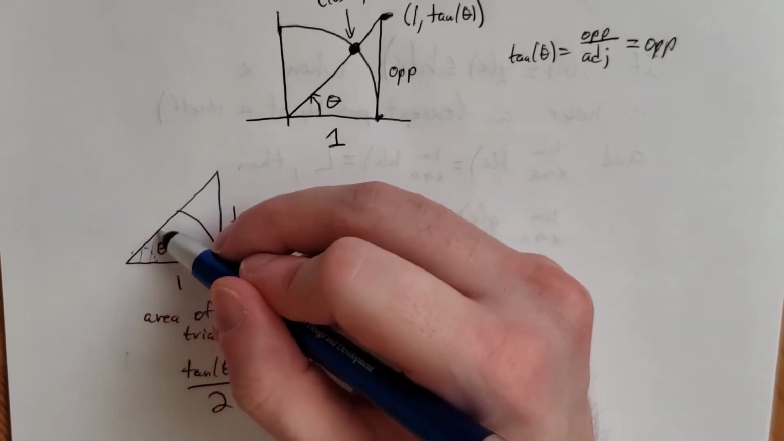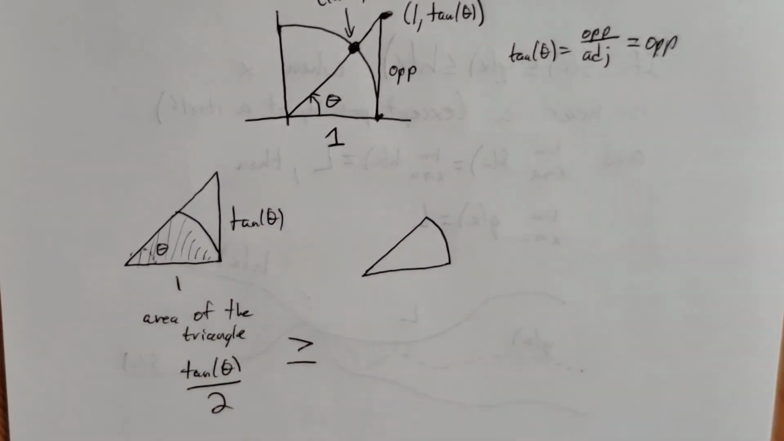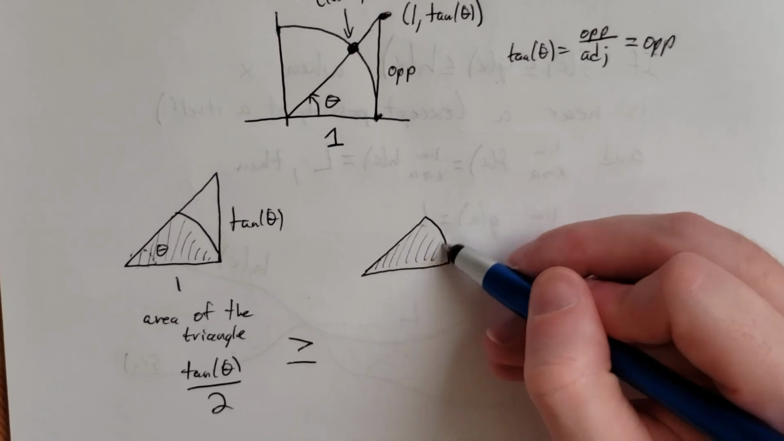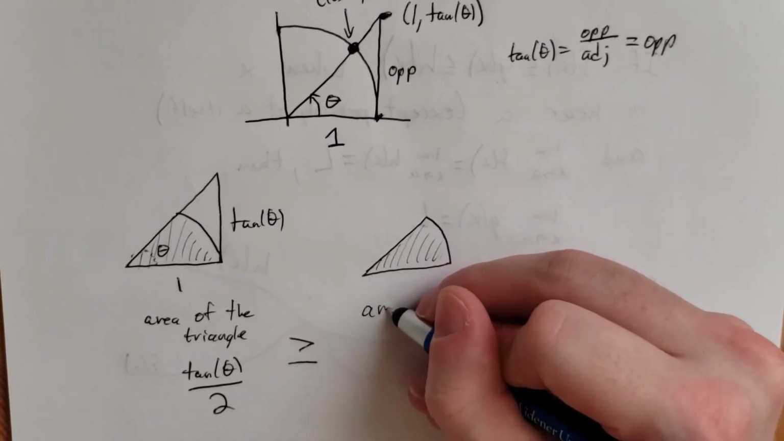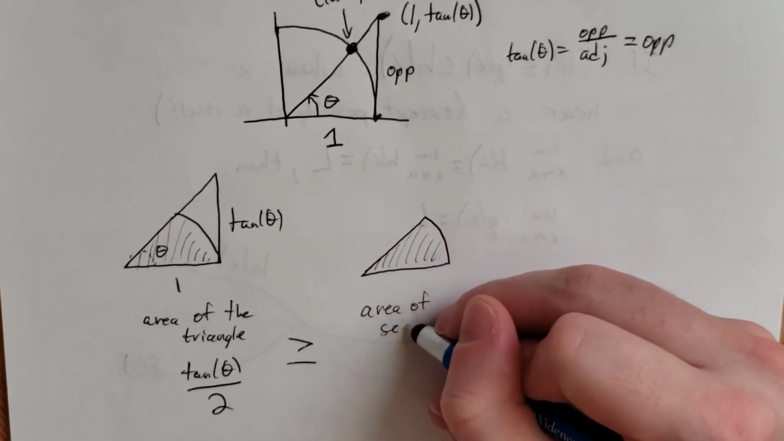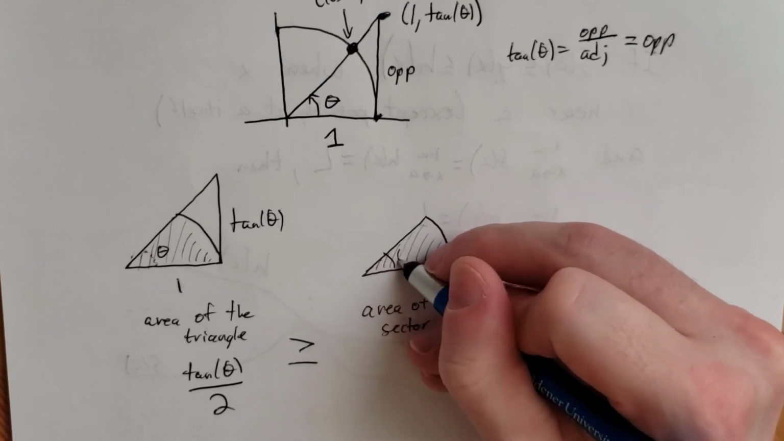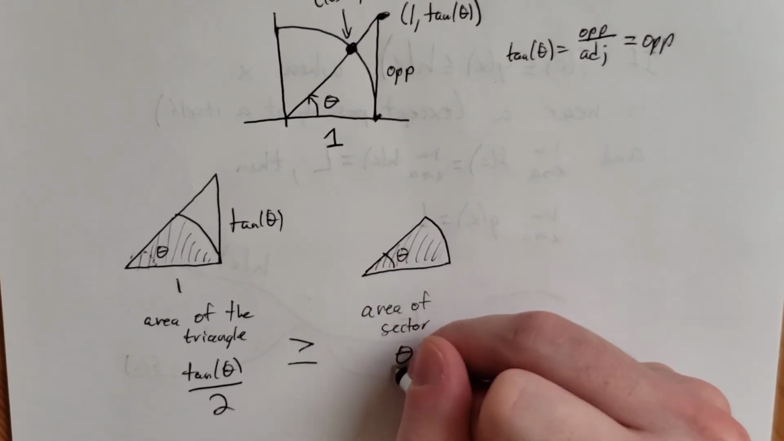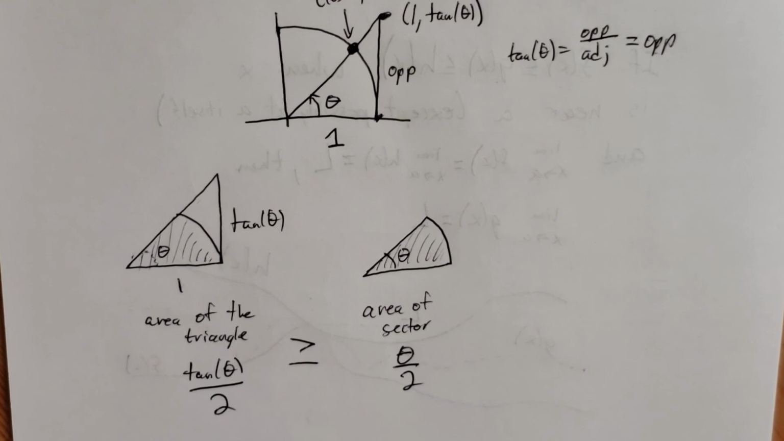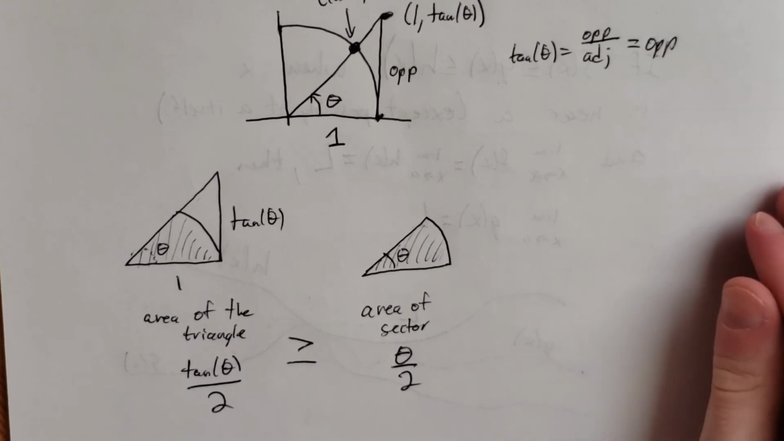Right? If we just look at this area of the sector here, that is clearly less than the total area of the triangle. And what is the area of the sector? If this is theta, area of a sector is theta over 2. Theta in radians there.